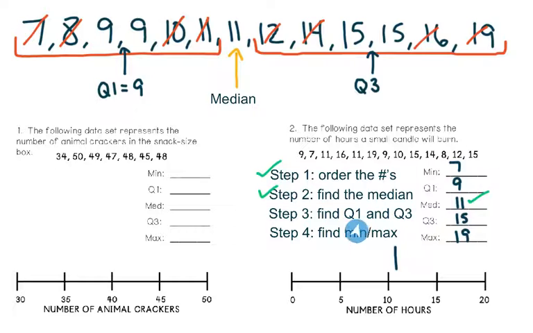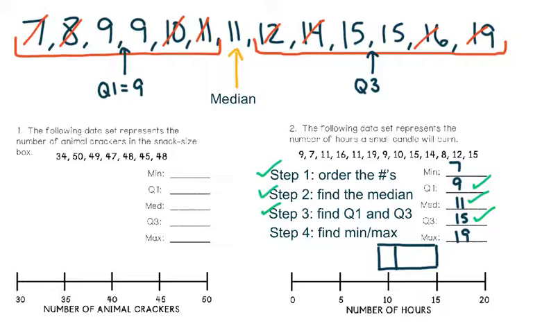Then you're going to look for Q1 and Q3. I have Q1 at 9, and I'm going to put a line on the 9. I have Q3 at 15, so I'm going to put a line on 15. Remember, Q1 and Q3 make my box. That interquartile range makes the box. So now I'm going to create that box for this on the box plot. I do that by connecting the Q1 and Q3 lines.